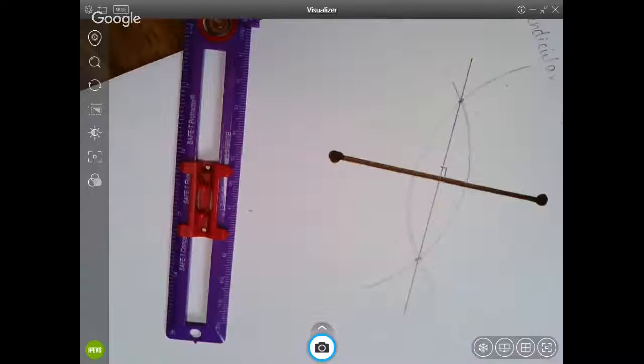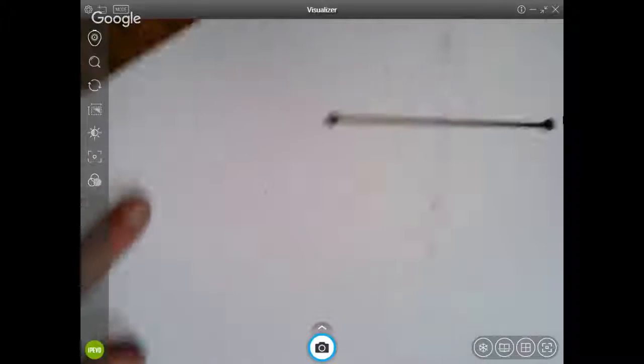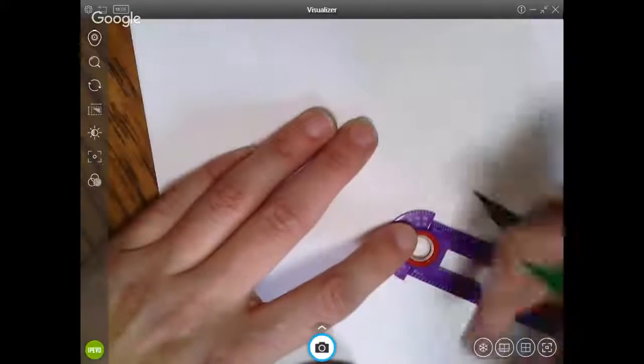Okay, and that gives us the perpendicular bisector. Okay, now flip over to page 9. So you're going to do more of page 7 later, but right now go to page 9. On page 9, you have a circle.